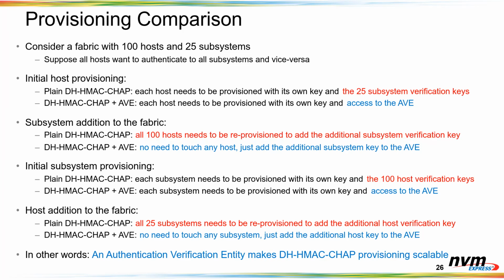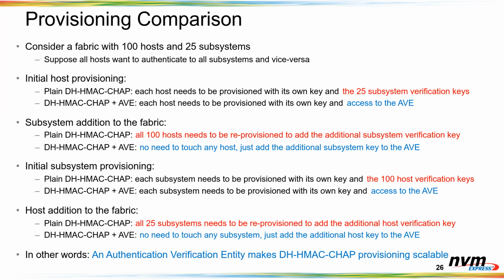So, how would it be an initial host provisioning? If I'm using just plain DHCHAP, I need to provision each host with its own key and all the 25 subsystem verification keys. If I am on DHCHAP plus AVE, I need to provision the host with its own key and a way to access the AVE. What happens if I add a subsystem to the fabric? I need to re-provision all my 100 hosts to add the additional subsystem verification key.